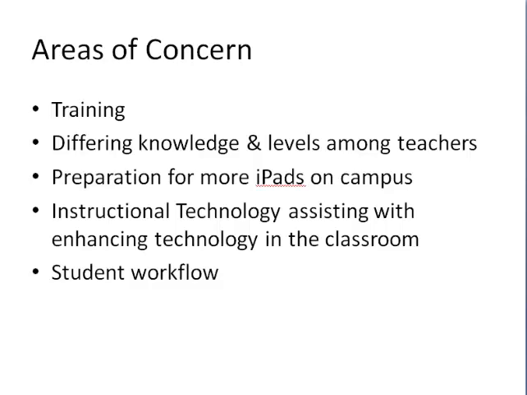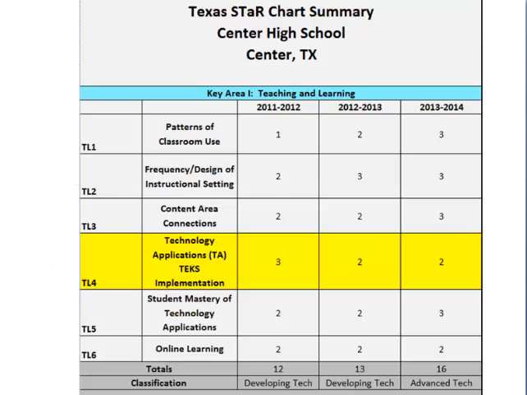This is Key Area 1, Teaching and Learning, for my Texas Star Chart Summary spreadsheet. Although the third year we show as advanced tech, you can see in the yellow that for the technology application TEKS implementation, there's still a pretty low number of a consistent 2 for the past 2 years. So that is something that we looked at.